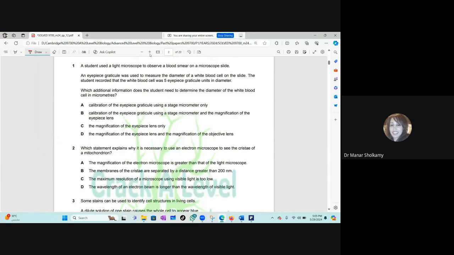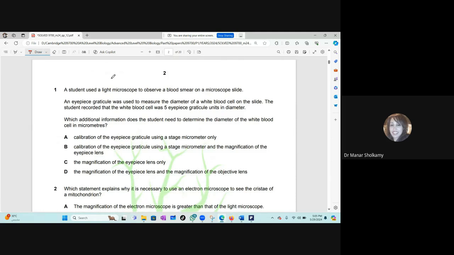Okay. Question number one. A student used a light microscope to observe a blood smear on a microscope slide. An eyepiece graticule was used to measure the diameter of the white blood cell, and the student recorded that the white blood cell was 5 eyepiece graticule units in diameter. Which additional information does the student need to determine the diameter of the white blood cell in micrometers?